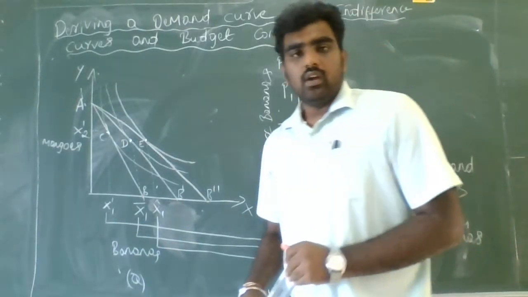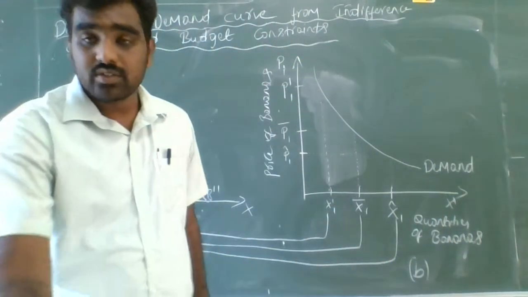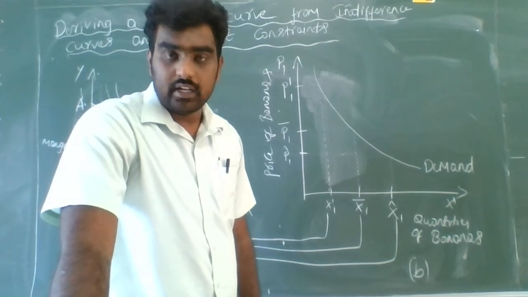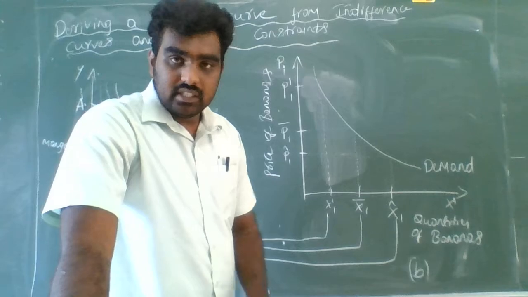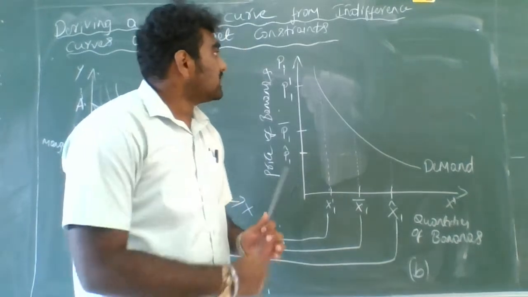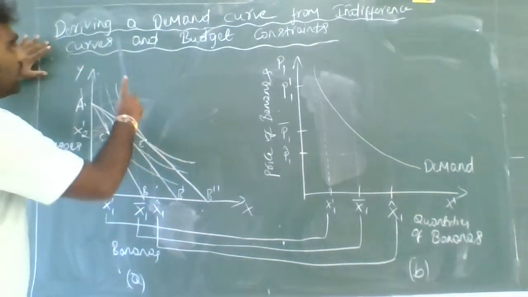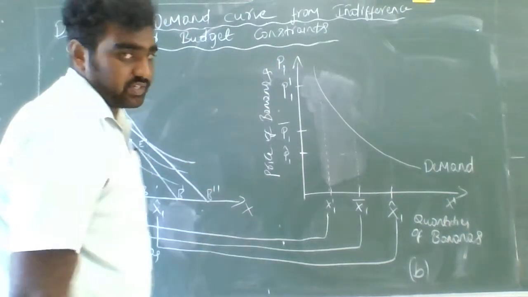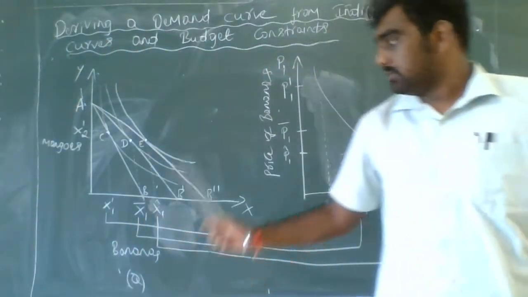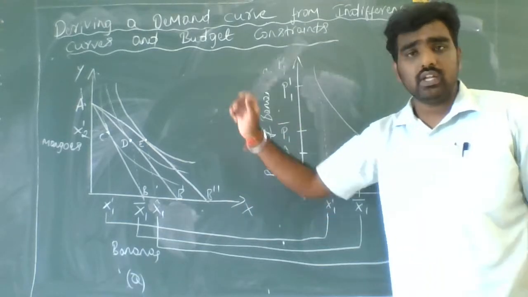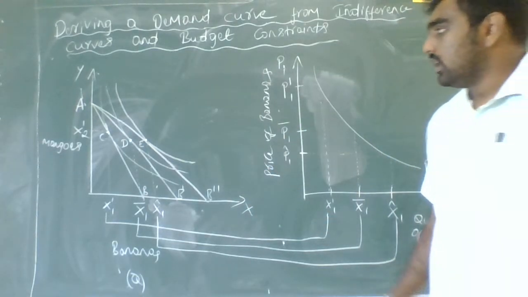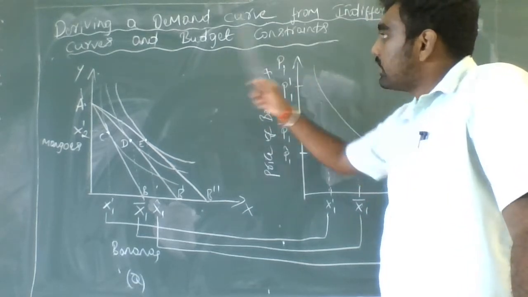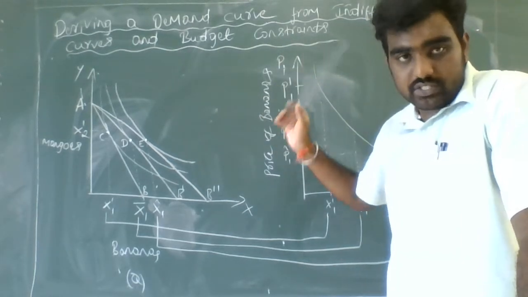Hello students. In the last session you understood what demand is: the demand function, the law of demand and the demand curve. In this session, let us derive a demand curve from indifference curves and budget constraints. These two diagrams in this question are very important, so please try to understand.